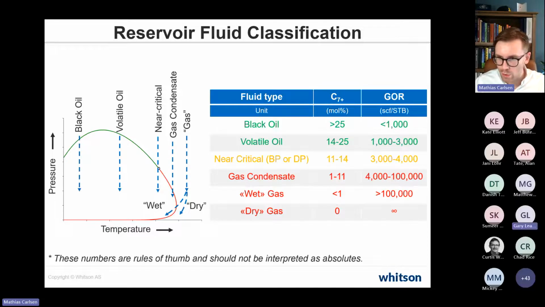What you need to understand is that these are rules of thumb. If you take a fluid to the lab and the data quality is good and it measures a dew point, it doesn't matter if the GOR is above 100,000. If it has a dew point, it is a condensate. It's just very lean. So at the end of the day, of course, the data dictates, but these are rules of thumb, and hopefully they can help you a lot in your life. A lot of people screenshot this slide.